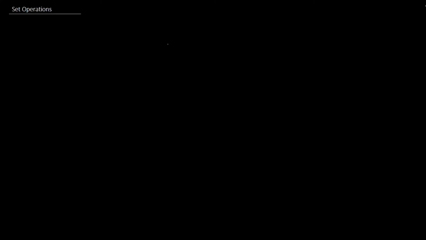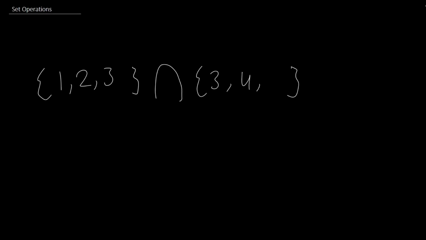Alright, our next set operation is the intersection. It is denoted by this upside down U sign. So what do you do with the intersection between two sets? Well, let's use the same example as the previous one. We have 1, 2, 3, and 3, 4, 5. The intersection between the two sets tells you to find which elements are repeated. So as you can see here, the element 3 is repeated in both sets.